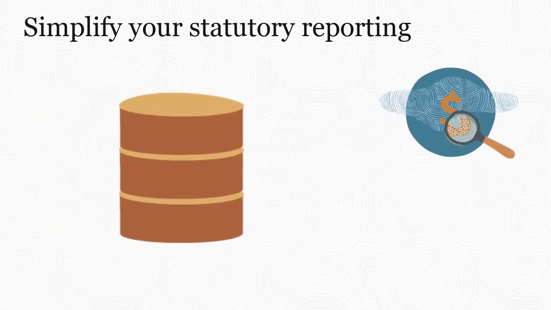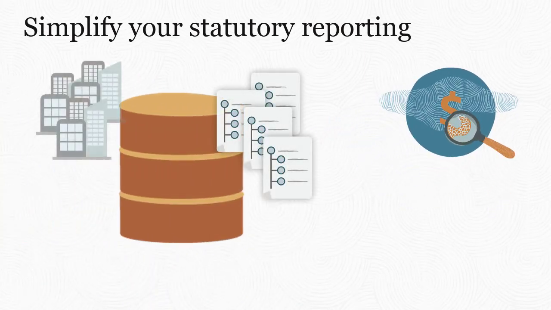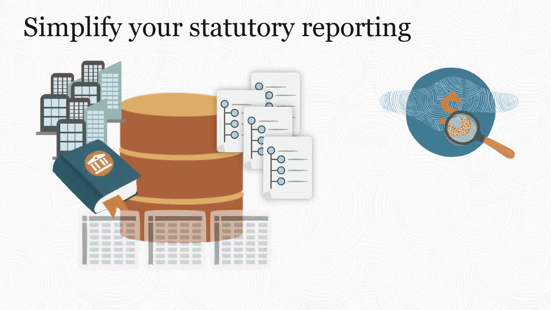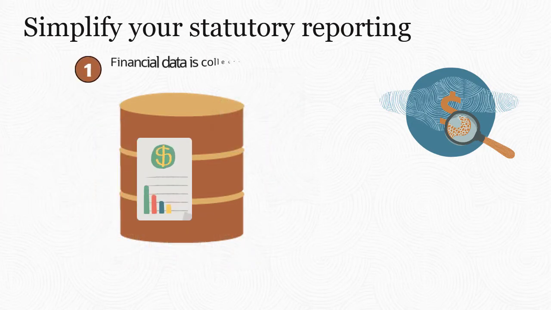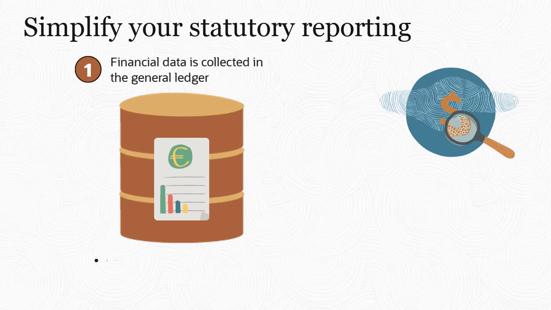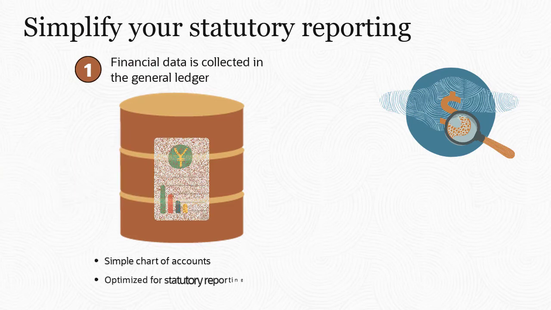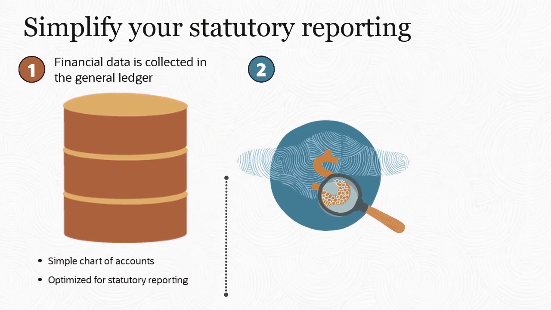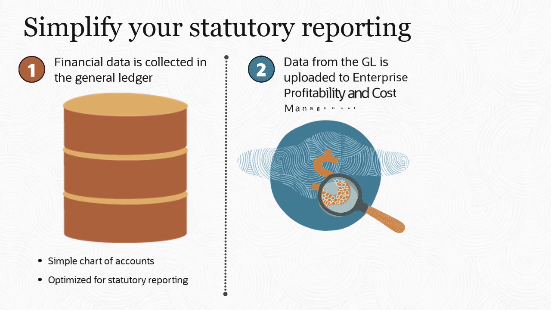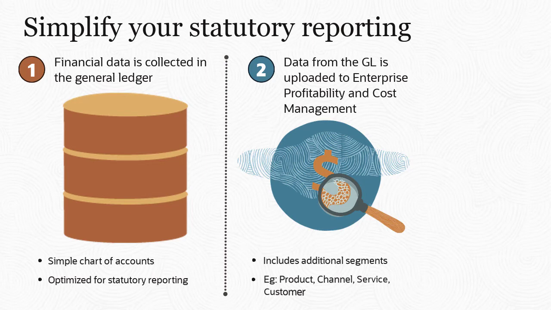Instead of a data lifecycle where the general ledger is responsible for overwhelming levels of detail and reporting, consider this. Financial data is collected in the general ledger, where the chart of accounts is simple and optimized for statutory reporting. Data from the GL is uploaded to enterprise profitability and cost management, which includes the additional segments you need to process allocations. These might include product, channel, service, and customer.